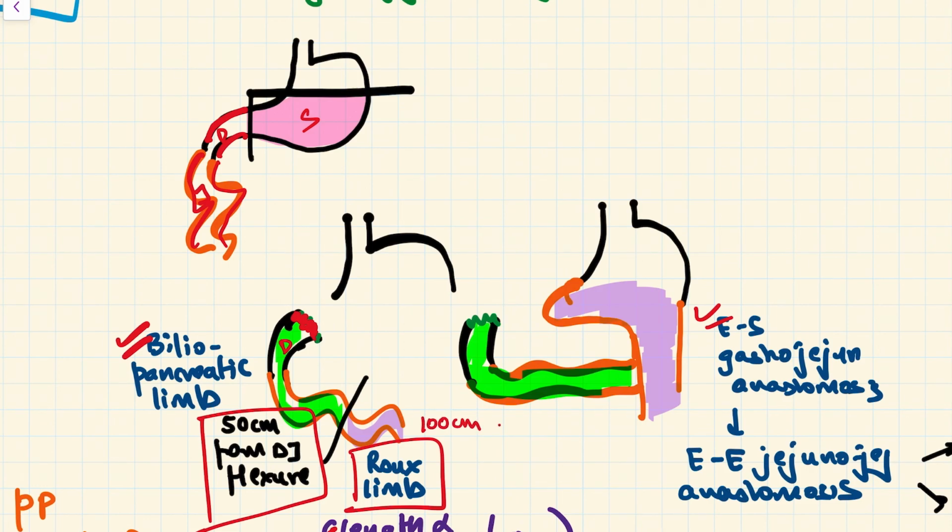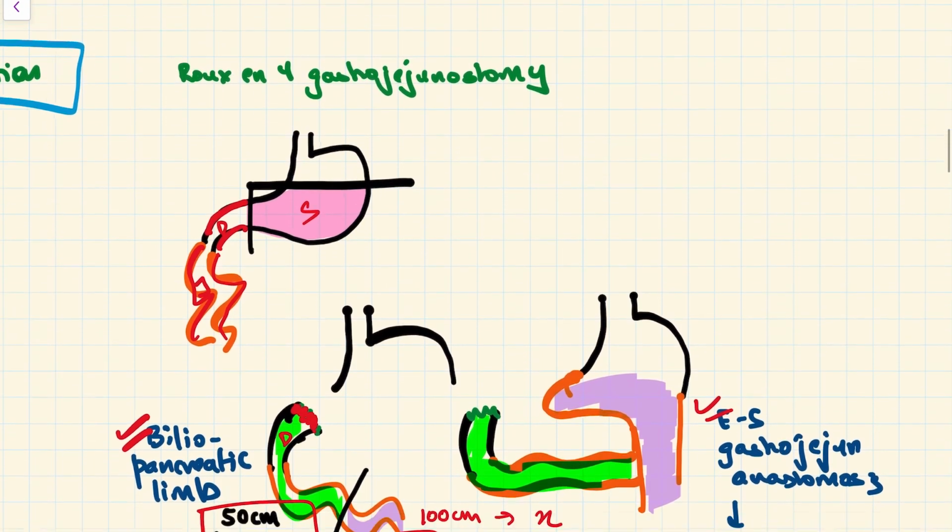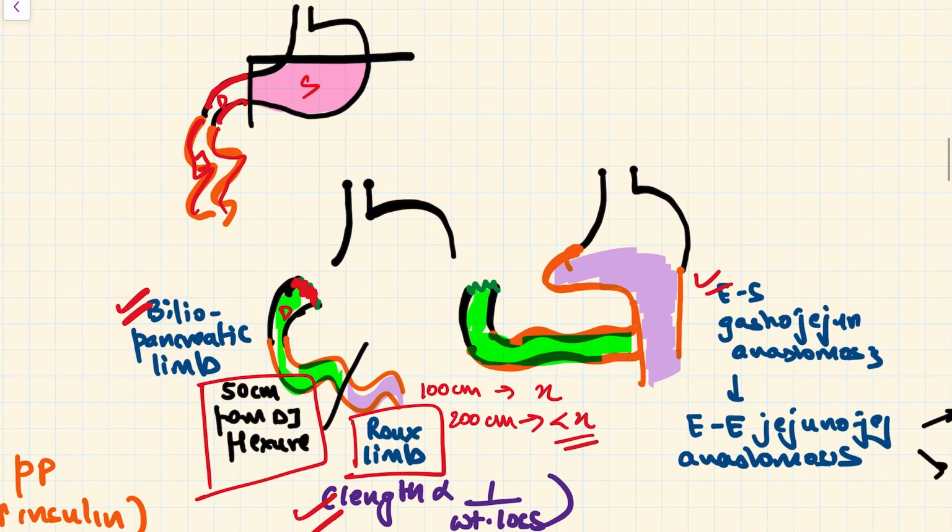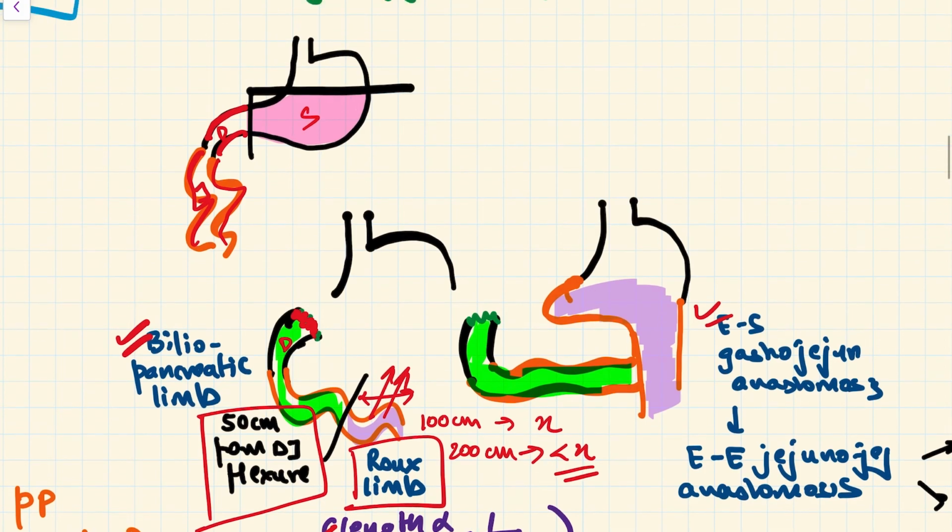Suppose this is 100 centimeter and weight loss is X, for a 200 centimeter limb the weight lost would be lesser, less than X, okay. So basically, the shorter it is, the less absorption there will be, and less absorption means there will be increased gastric transit time, and the food will not stay here, it will move quickly to the next portion and it will not get absorbed and it will lead to weight loss, okay.